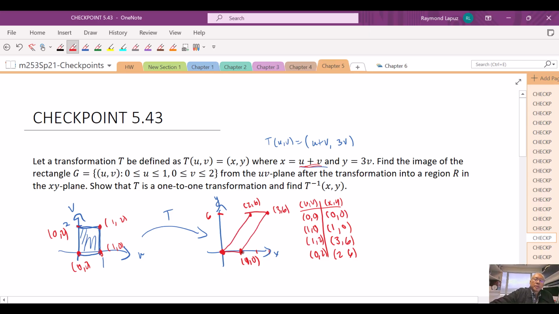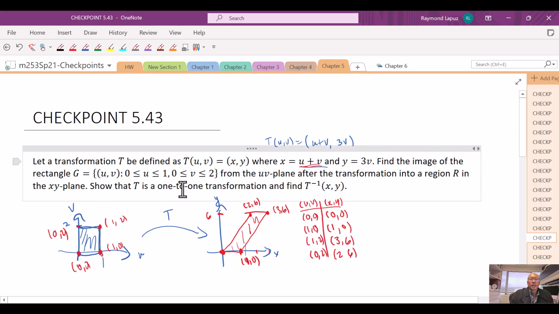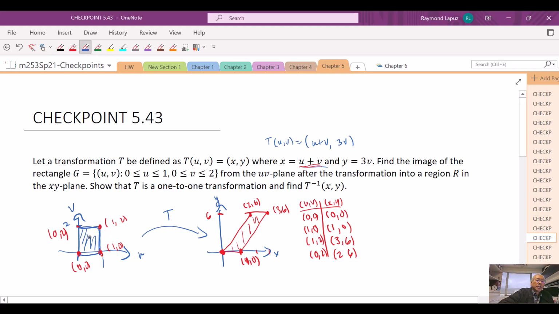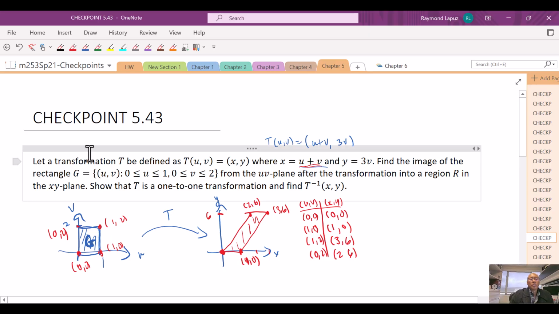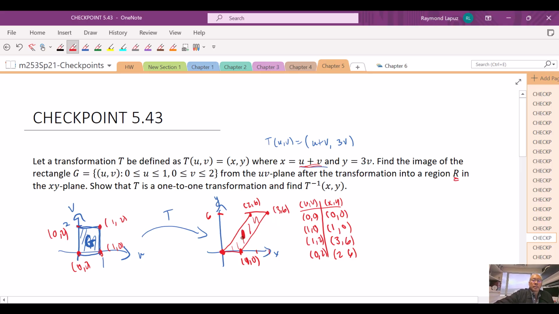This is going to be our image. So given a rectangular region, which they're calling G, we're going to get its image through this transformation as R. They're calling this R.